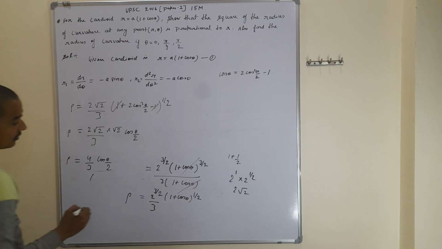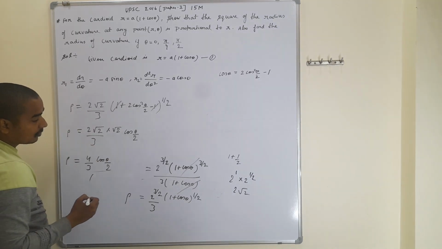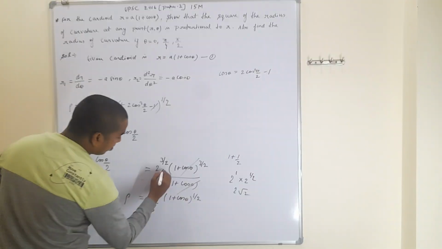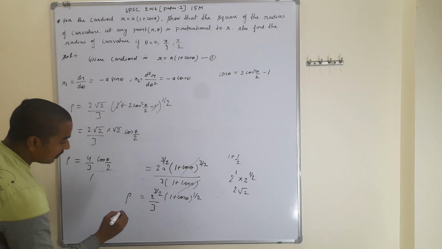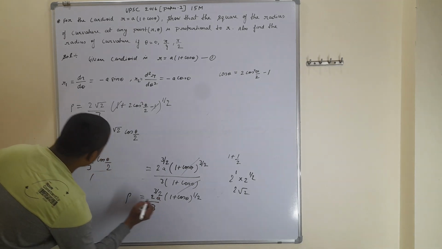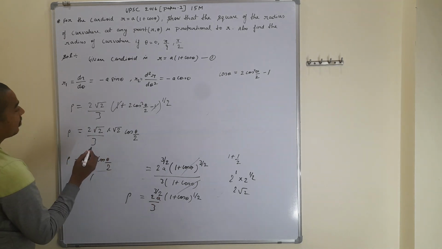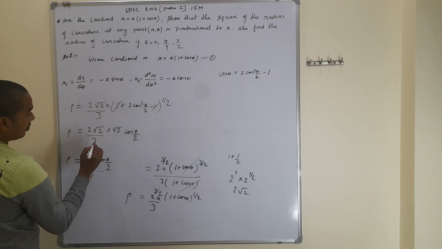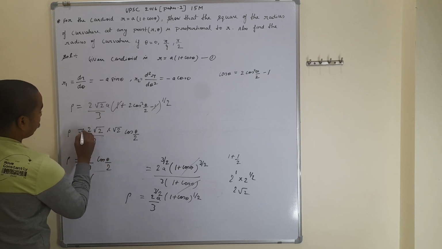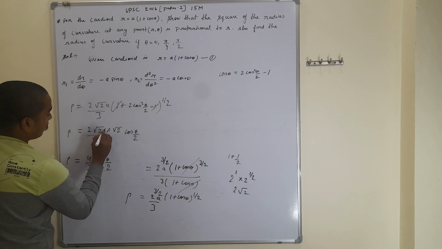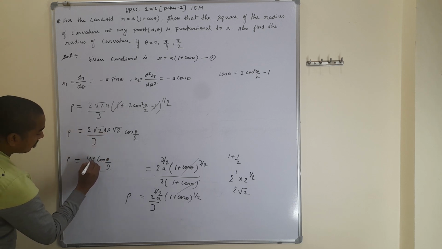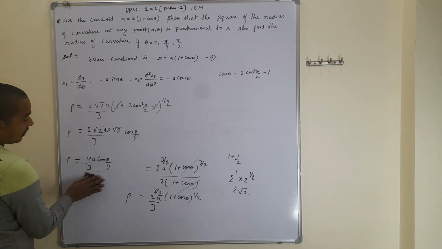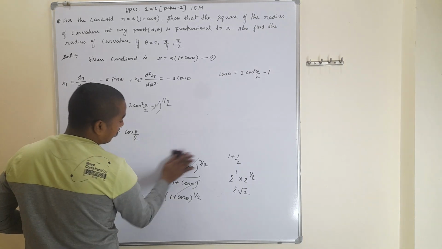When taking common, a cube cancels out and a is remaining, so a is missing out, a is already present. From here also a is present, and that is the radius of curvature, 4a upon 3 cos theta by 2, which we have to find.